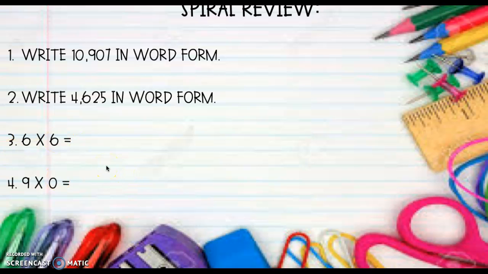So when you're looking at number 3, you're going to take 6 times 6 and you have to find the product to that problem. So what is 6 times 6? Okay. And then number 4, you're going to take 9 times 0 and you're going to find the product to that. So 9 times 0 is what? Super straightforward, easy. All the things that we've done before, and so you should have no problem working on those. So I'm going to pause here so you can see the problems.